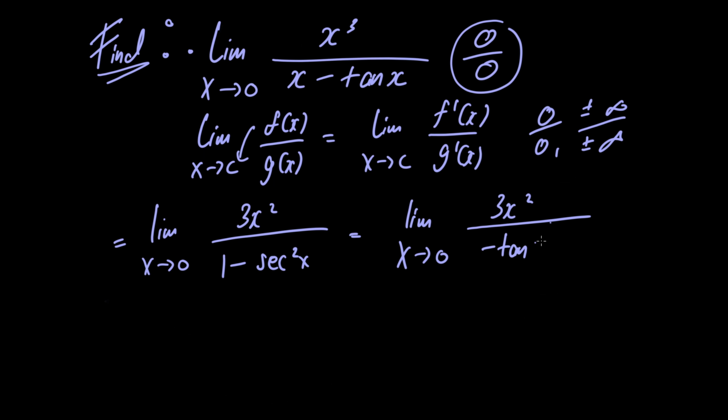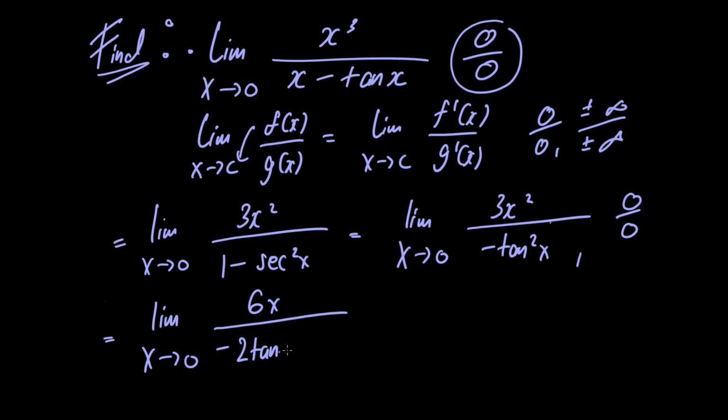tangent squared of x. Notice that this limit is of indeterminate form 0 over 0 again if we let x tend to 0, so we're going to have to apply L'Hopital's rule again in order to solve it. So we're going to have the limit as x approaches 0 of 6x divided by minus 2 times tangent of x multiplied by secant squared of x.